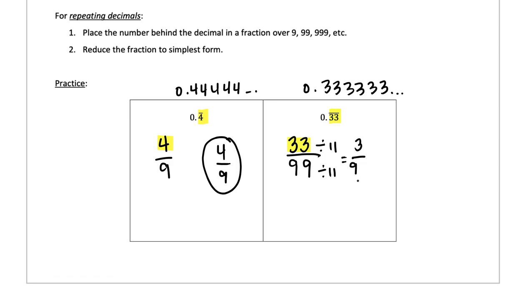Now that I have 3/9, I can ask myself again, is this divisible by anything? Well, 3 is divisible by 3, and so is 9. So 3 divided by 3 gets us 1, and 9 divided by 3 gets us 3. So the most simplified form of this fraction becomes 1/3.